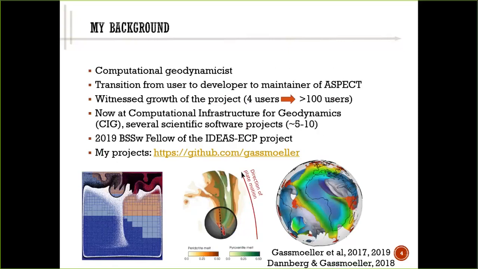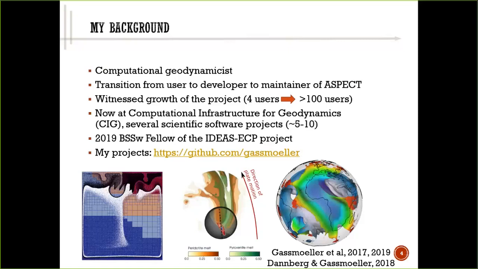And in that time, over these 7 to 8 years, I witnessed a pretty impressive growth of the project. So when I came in, it had maybe 4 users. It was just started. And by now we have well over 100 users, and many of them also contribute to the code. And that might seem not much to some of you who work in big domains, but in the domain of computational geodynamics, that is actually quite a percentage, maybe 20% of the computational geodynamicists who are around.